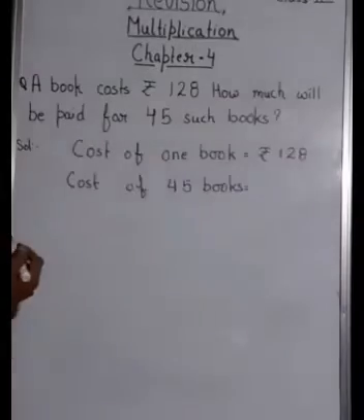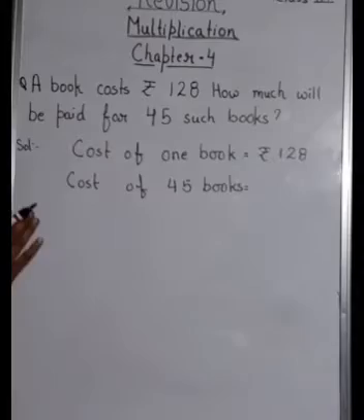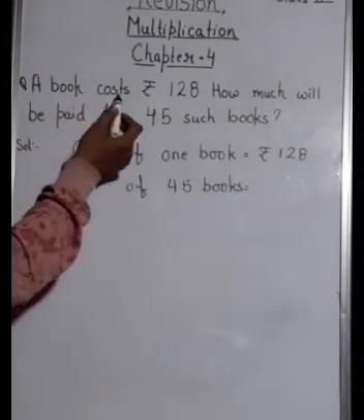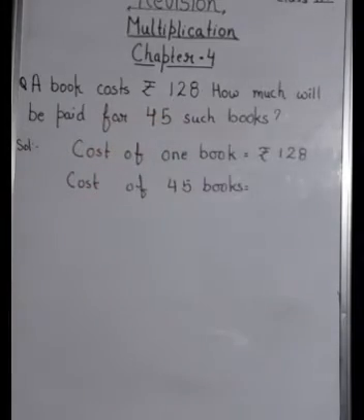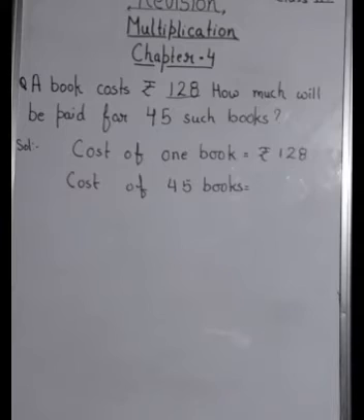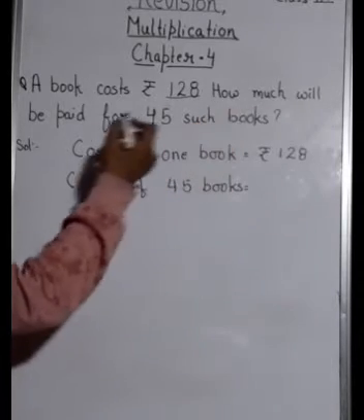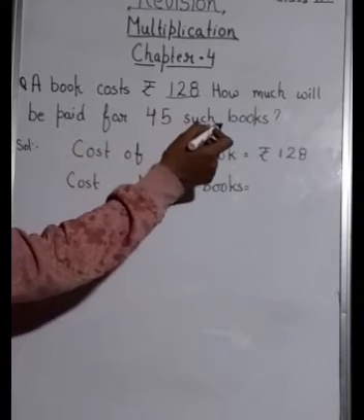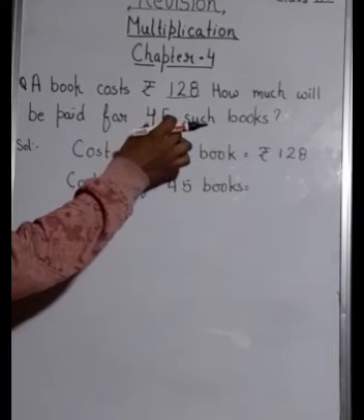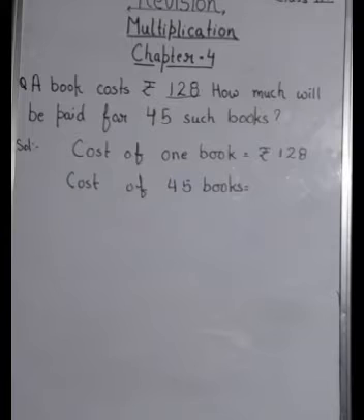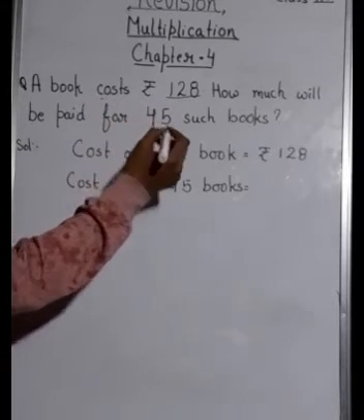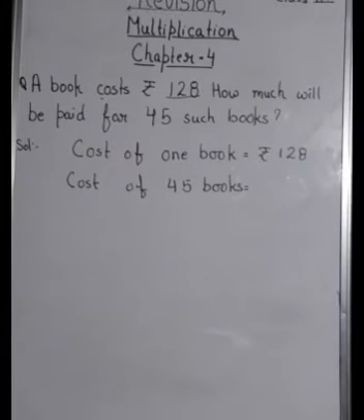Clear? So next we will do one word problem based on multiplication. What is your word problem? A book costs rupees 128. So the cost of one book they have given you is rupees 128. How much will be paid for 45 such books? So how much amount is to be paid if you are buying 45 such books? I told you, when they have given you the value of one and you have to find the value of many, then you have to go with multiplication.